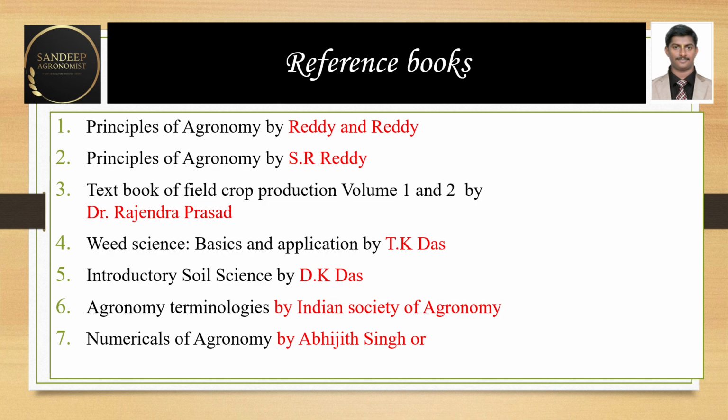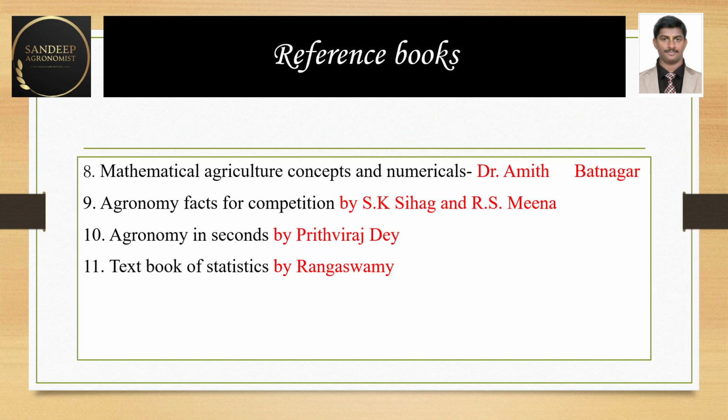For that, we can refer to two books. First one is Numericals of Agronomy by Abhijit Singh. This is my personal favorite book. And the next one you can prefer is Mathematical Agriculture Concepts and Numericals by Dr. Amit Bhatnagar sir. This is also one of the very good books we can prefer for the numericals. And how to read and all, I will share with you in my next video.